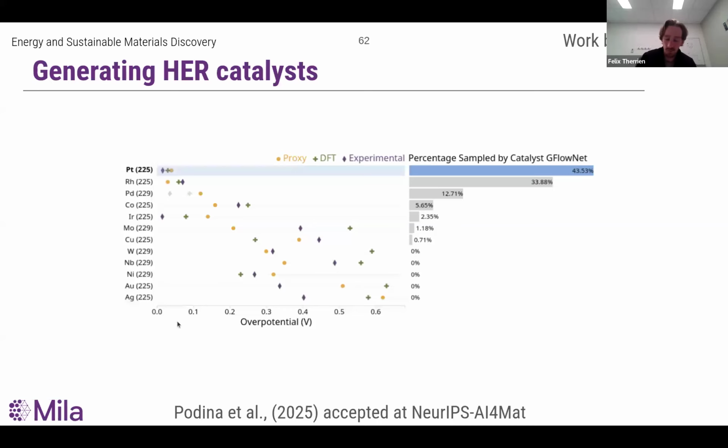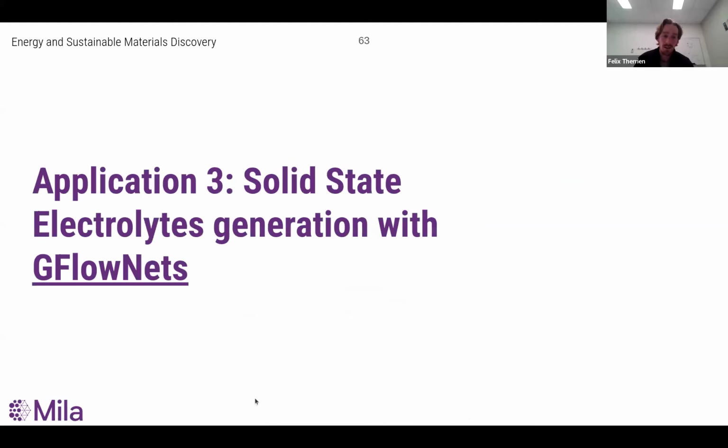So you can see this first proof of concept is published online. Now I will move on to the last application: solid-state electrolyte generation with GFlowNets. Again, we use GFlowNets here. We will eventually use GFlowNet for this.